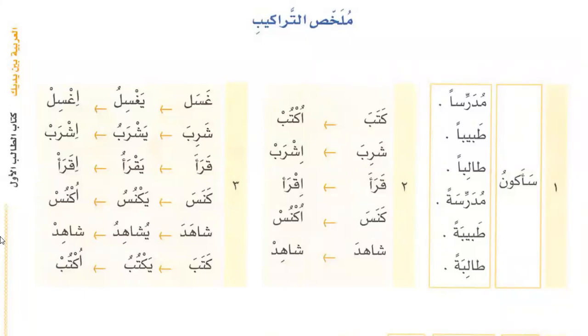Kataba, he wrote. Uktub, write. Shariba, he drank. Ishrab, drink. Qara'a, he read. Iqra, read. Kanasa, he swept. Uknus, sweep. Shahida, he watched. Shahid, watch.